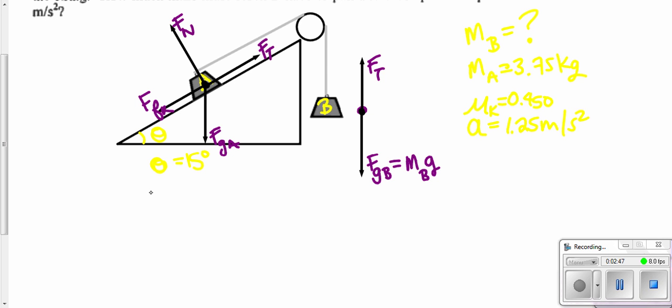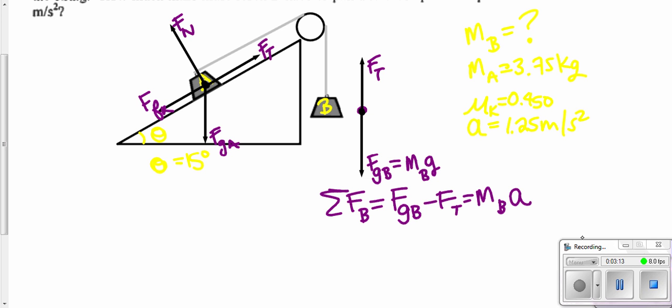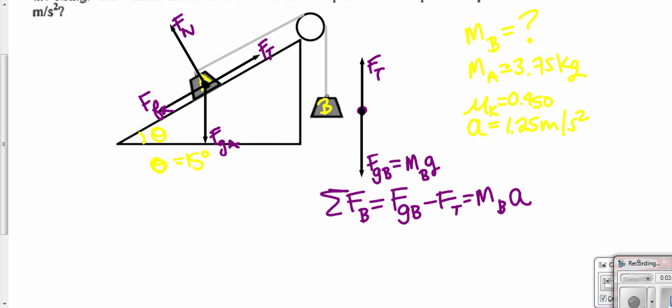Okay. Now what we're going to have to do is sum up these forces, and again, remember we're solving for block B. So I'm going to go ahead and sum up the forces that are occurring on block B. I'm going to say my positive direction is moving downwards, the direction in which block B is traveling. And that should be the force of gravity on block B minus the force of tension is equal to the mass of block B times the overall acceleration of the system.